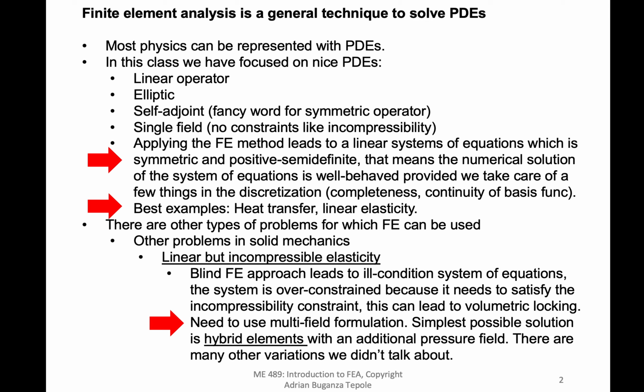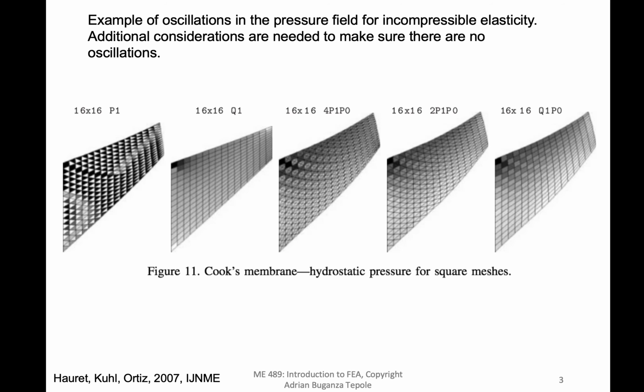So this linear but incompressible elasticity is one of them, and that one is addressed with hybrid elements. This is an example of oscillations in the pressure field. So when you have the pressure and you don't take care of choosing the correct elements, you might get instabilities.